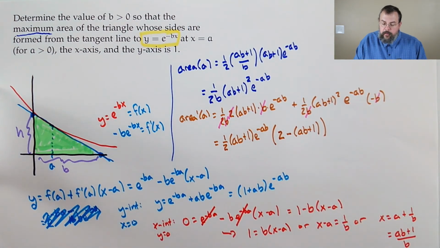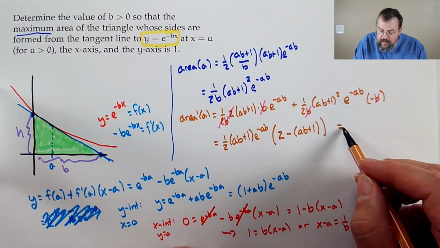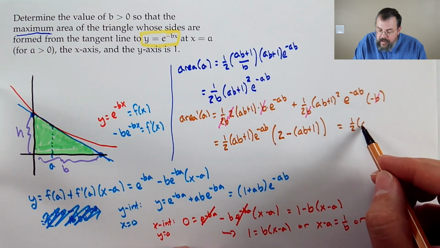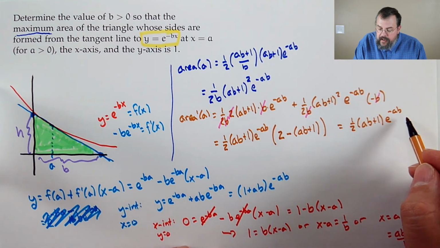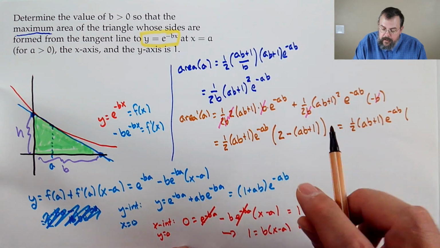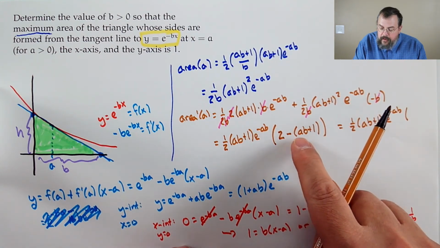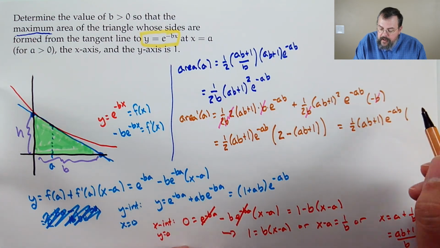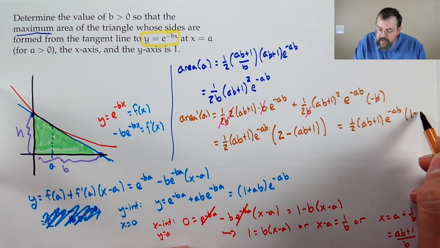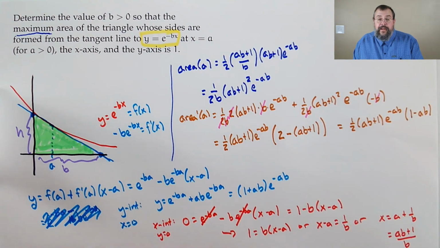All right, well, that's what? That's 1/2 ab plus 1 e to the minus ab, and then when we take 2 minus ab plus 1, the minus goes through, so 2 subtract 1 makes 1 minus a times b. Now let's think about our pieces here.